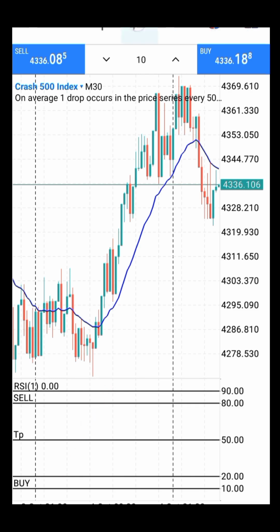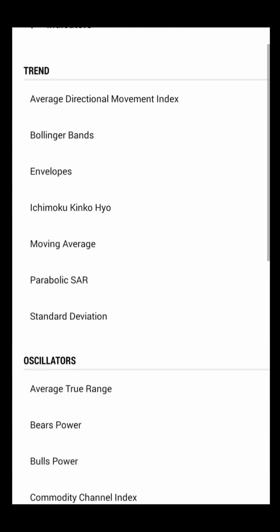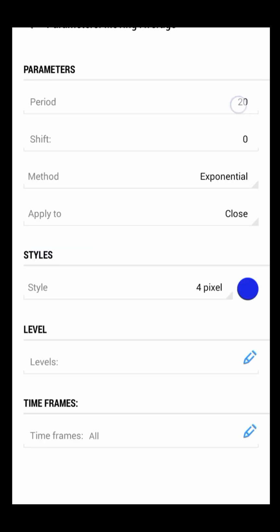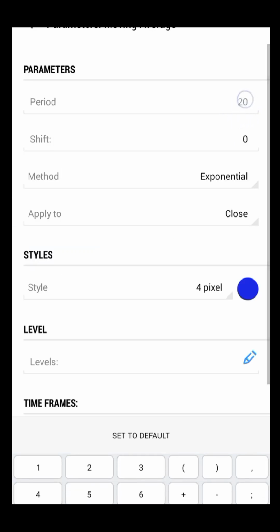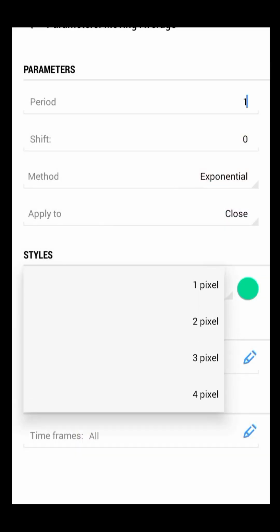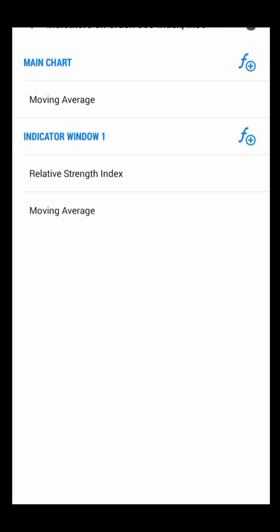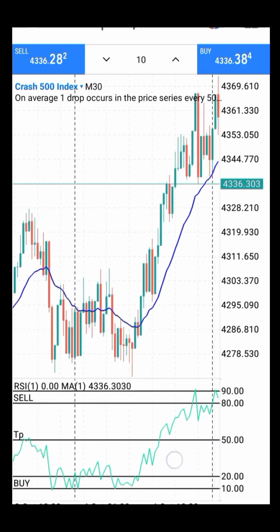So we go back to the indicator window, and then we add a moving average. The first moving average we are going to add is the fast moving average, which is the period 1 one. Shift 0, method exponential, apply to close. I like using green for the fast EMA. Let me reduce the precision to 2. Leave it like this, then click on done. If you go back to your chart, you should see something like this.